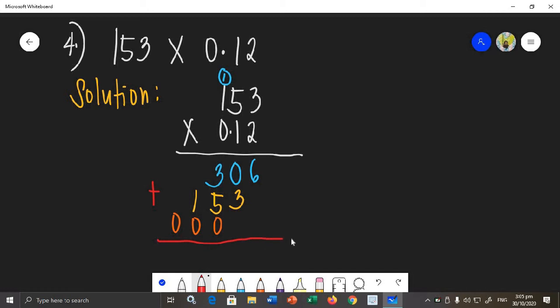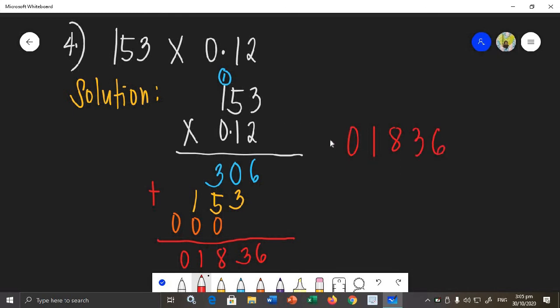And then, after getting everything, we should add them up. Okay? So, we should bring down 6. 0 plus 3 is 3. 3 plus 5 is 8. 1 plus 0 is 1. And then, we should bring down 0. So, we get 0, 1, 8, 3, 6. So we did get this.